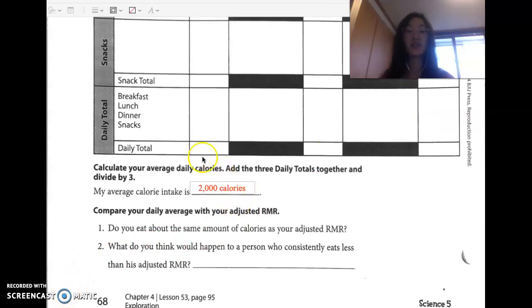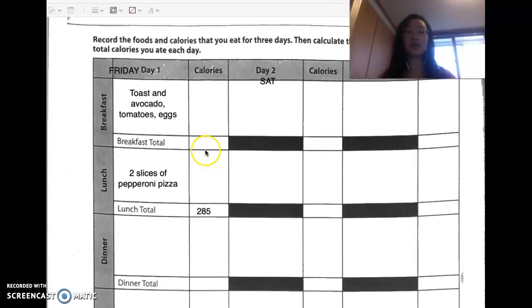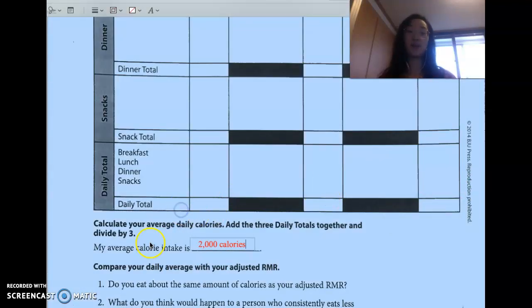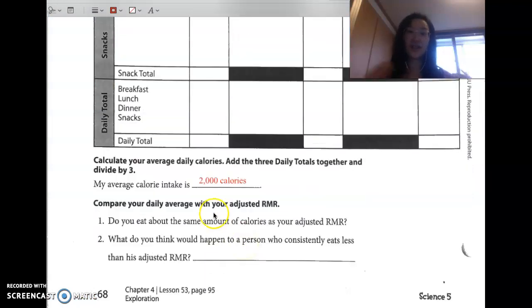Remember how you do this: it says add the 3 daily totals together and then divide it by 3 to find the average. So you should have written down the total calories for example, Friday, Saturday, Sunday. So you add it all up and then divide it by 3 to find the average. So let's say Adam's average was 2,000 calories.